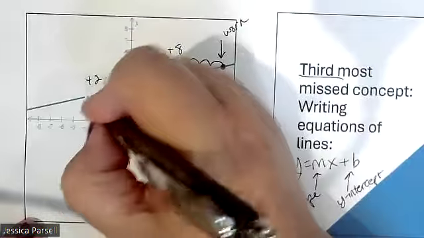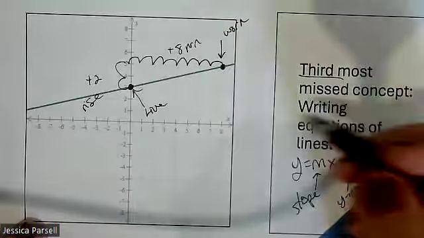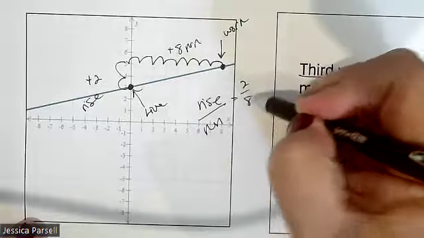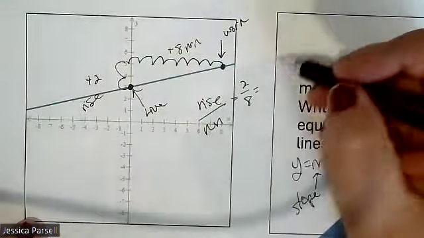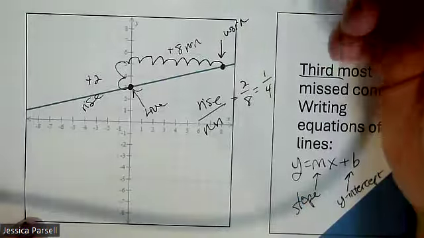So I rise 2 blocks and I run 8 blocks. So rise over run is 2 over 8. Okay, so up 2 over 8. Now 2 over 8 is a fraction. It reduces to 1/4, which, if you wanted to, you could kind of see how that works.